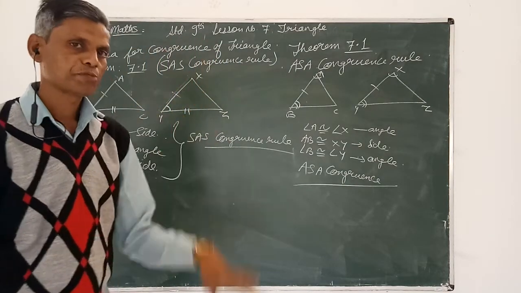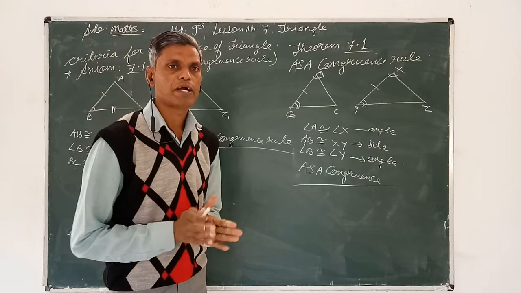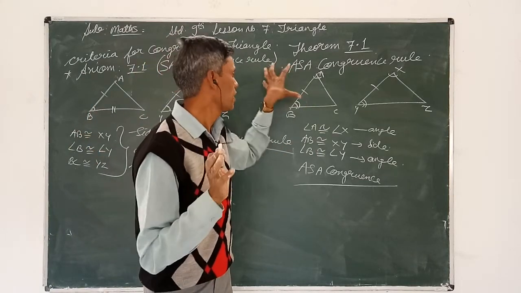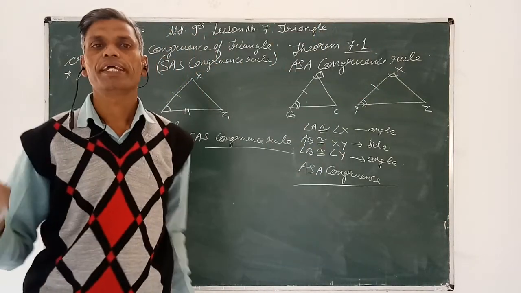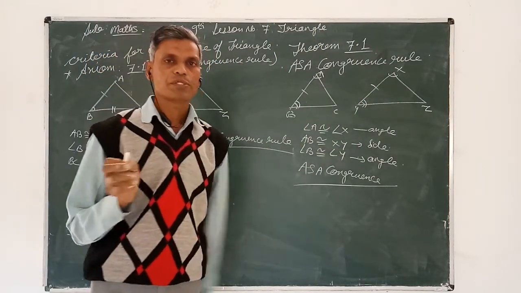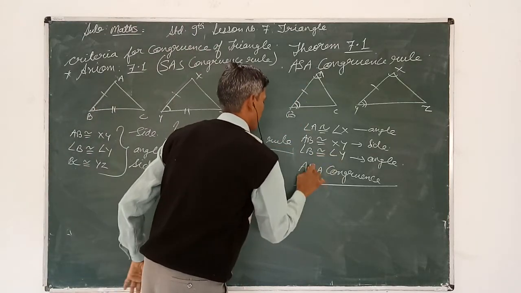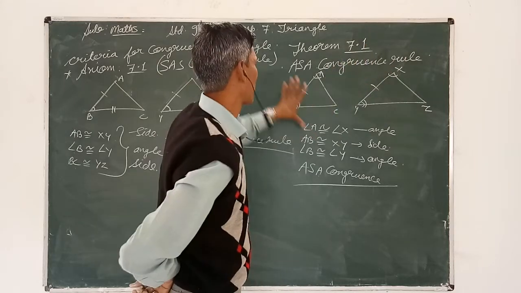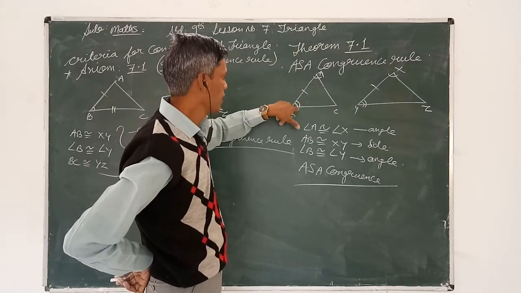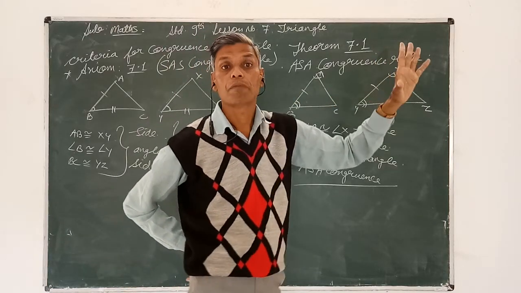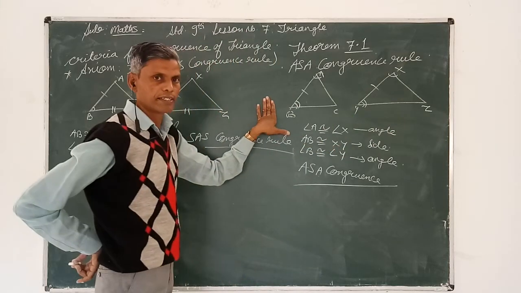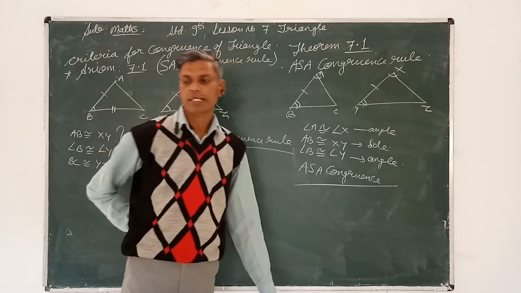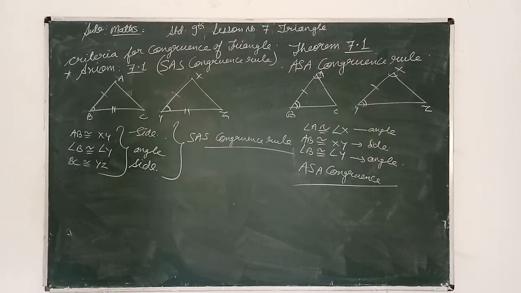Now, there are six parts in a triangle: three sides and three angles. Out of these six parts, if three parts are congruent, then the remaining parts are automatically congruent. This is known as the angle side angle rule. Here the first angle of the first triangle and the angle of the second triangle are equal in measure. The side between these two angles is congruent to the corresponding side. Then the second angle, B, is congruent to Y, their measures are equal. This type of condition is called angle side angle congruence. Is that clear? Now the next condition is the angle angle side congruence rule.